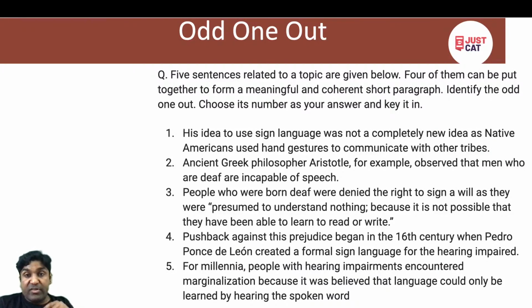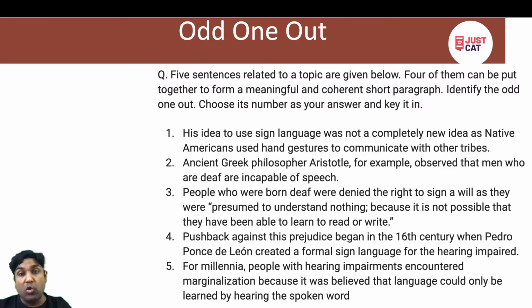It is somewhere saying that, so two was talking about that people who are deaf are incapable of speech. Three, they are talking about that the people who are deaf were not allowed to sign because it was understood they cannot understand anything.